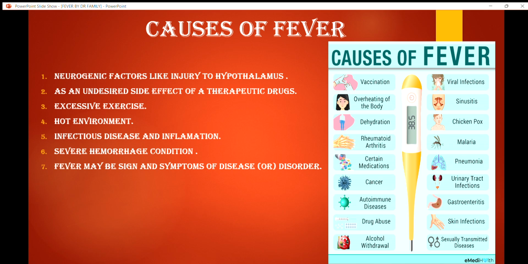And some infectious diseases, like COVID-19, which is one kind of infectious disease, also cause elevation of body temperature, that is nothing but fever. And number two, inflammation. Sometimes inflammation also increases our body temperature more than normal. And severe hemorrhagic conditions also.